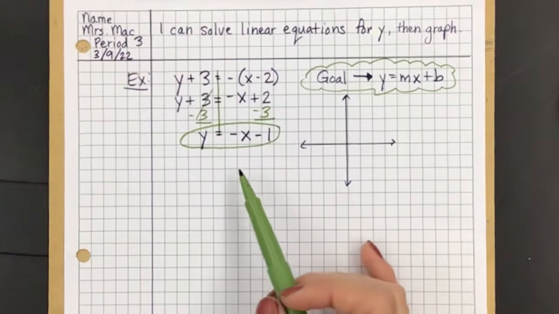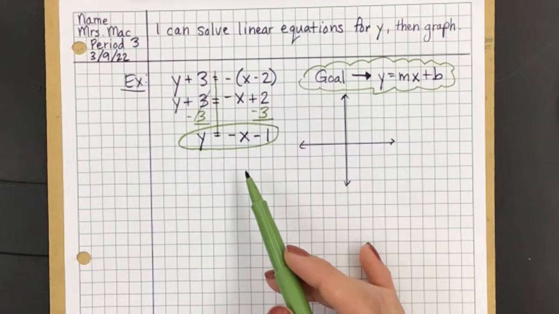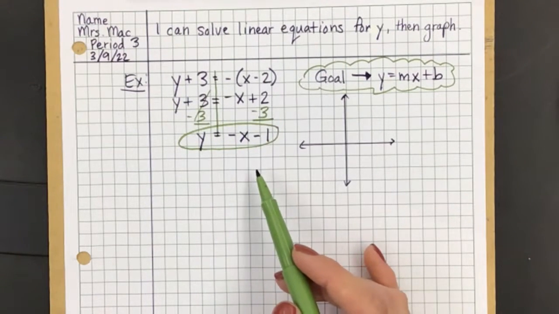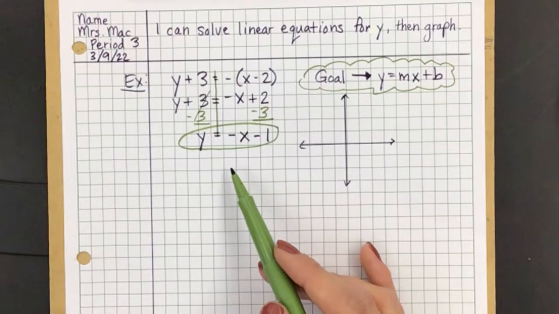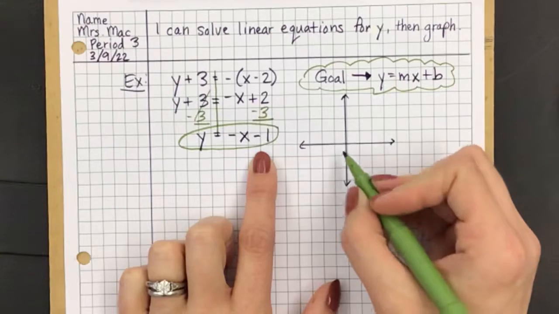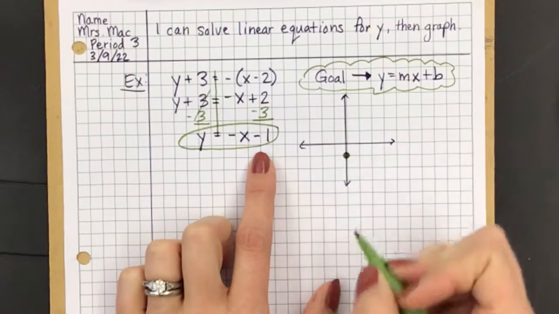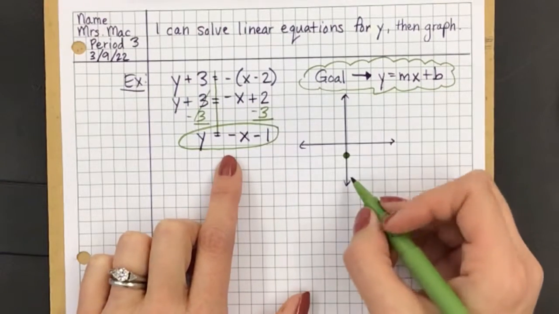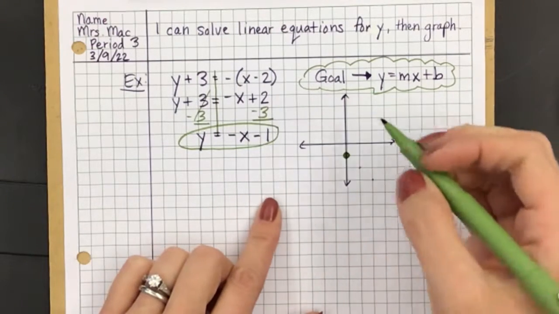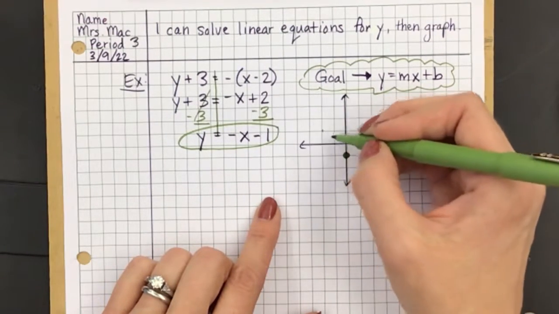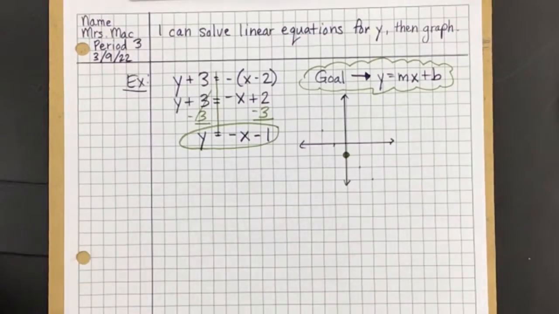So now that I have it in slope-intercept form, what is my y-intercept? Negative 1. What's my slope? Negative 1. Awesome. Okay, so my y-intercept is negative 1, so I'm going to put a point there. My slope is negative 1, so I'm going to go down 1 over 1, down 1 over 1. And I'm going to put a few more points on that side too, just so that I can create my line.